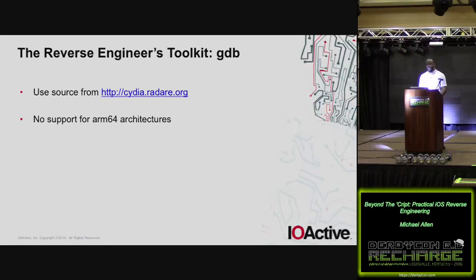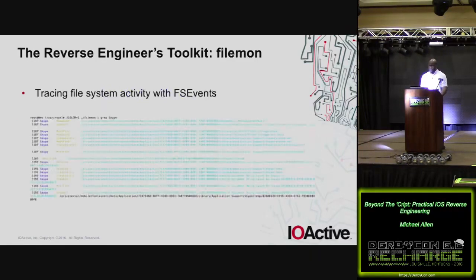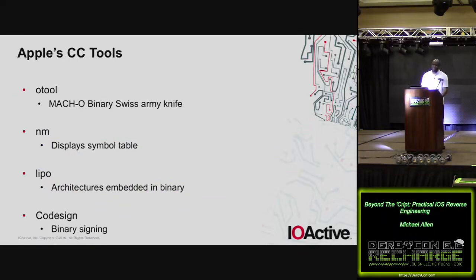When I was putting this together, it was not supported on ARM64 architectures, and so you're left with using LLDB. FileMon is a very useful tool if you want to see how an application interacts with the file system. And of course, it traces the file system activity using FS events, right? Very useful. And then there are the Apple CC tools.